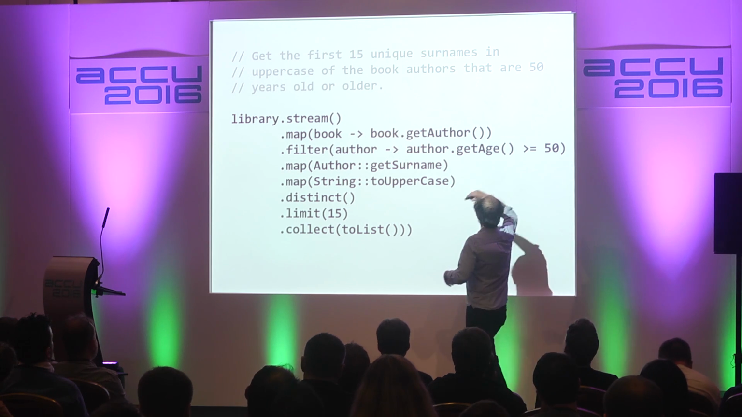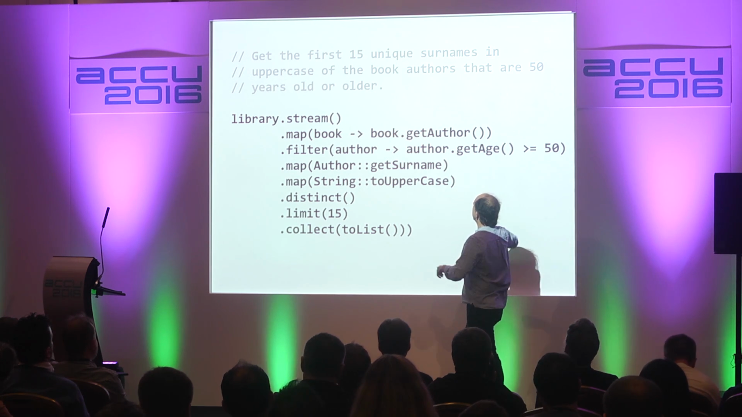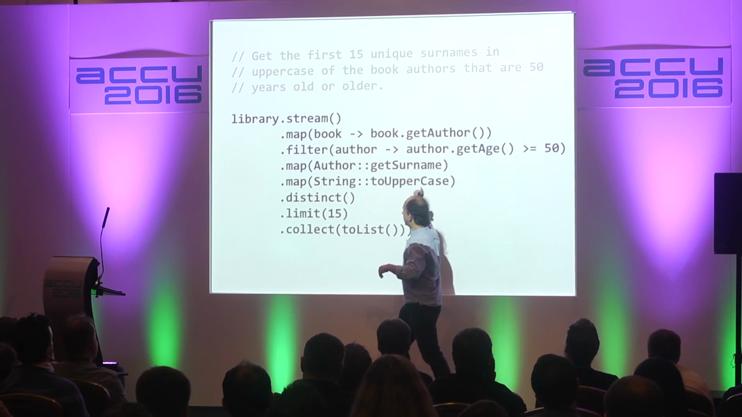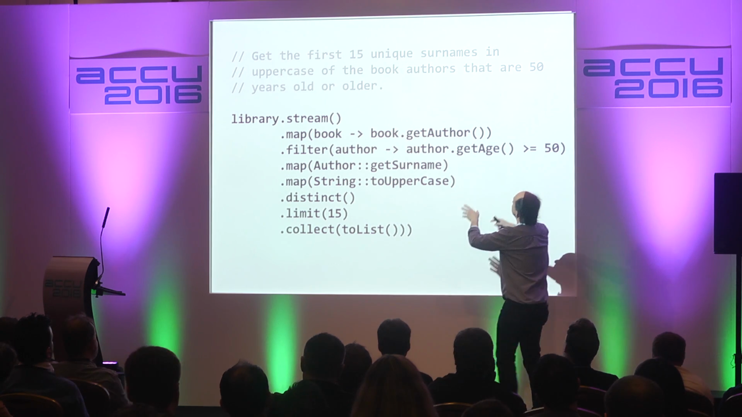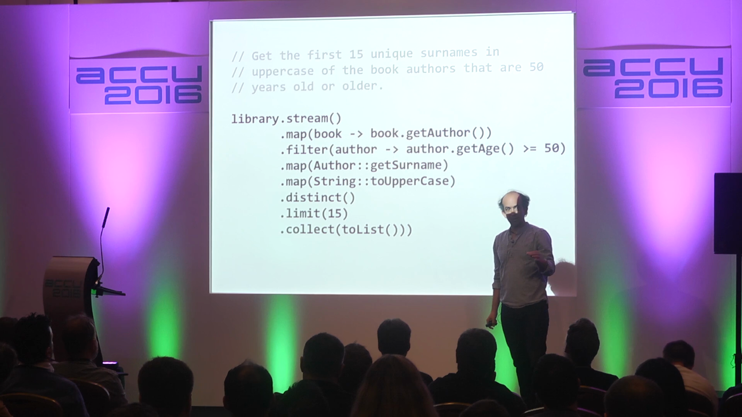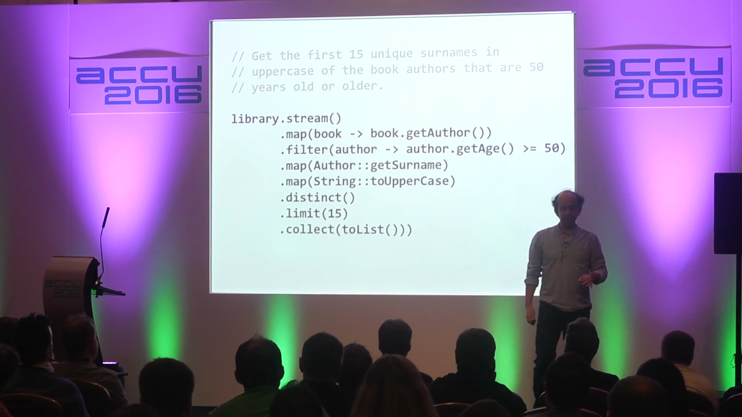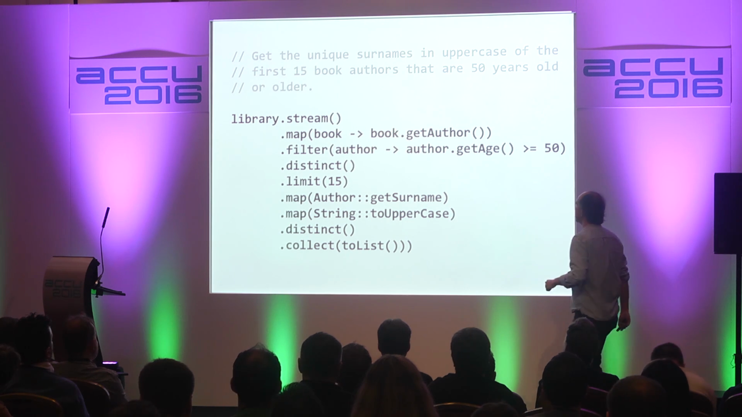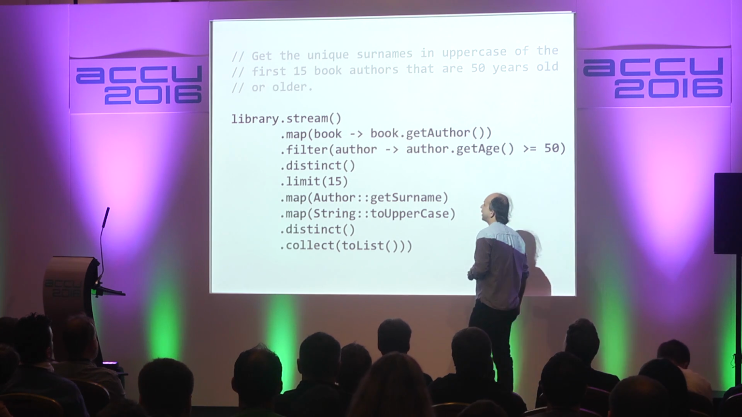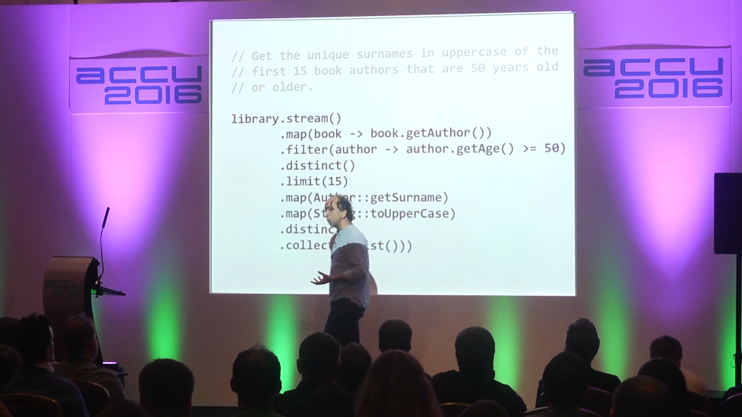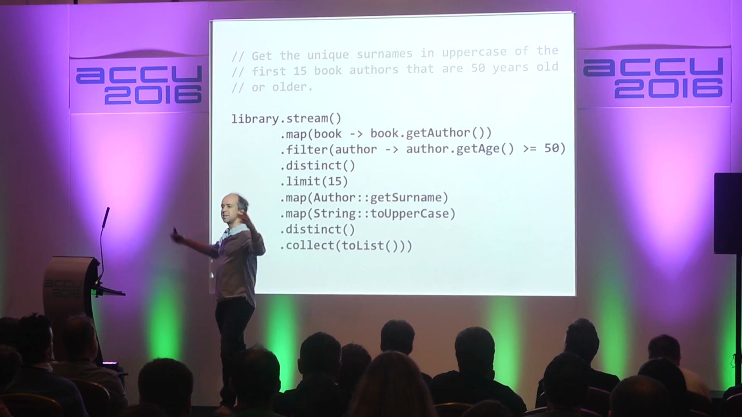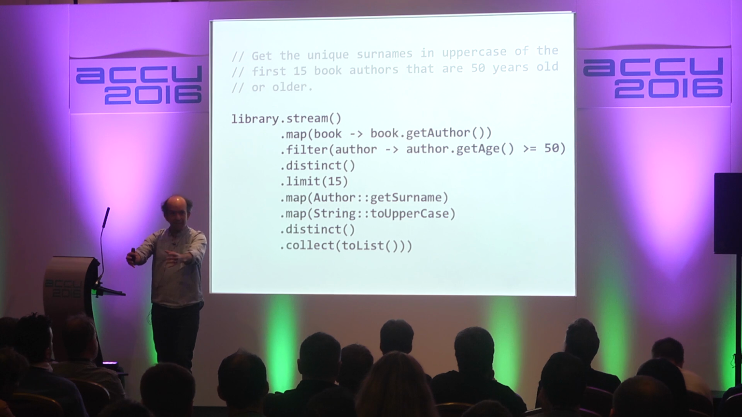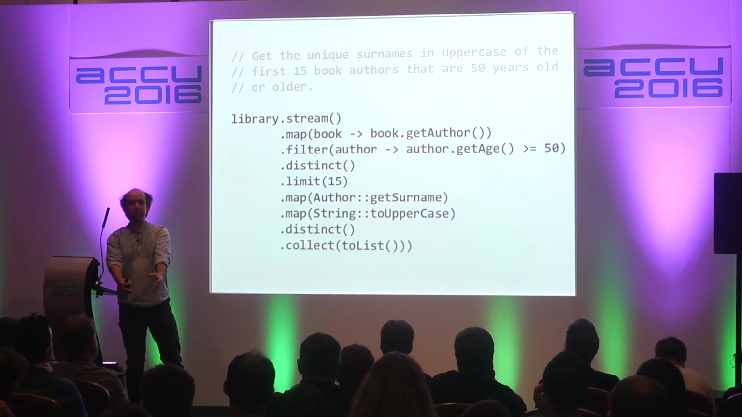Okay, I'm going to go and get the authors. I'm going to get all of the authors that are 50 or over, get the surnames, shift to uppercase, and then unique. No, what they've done here is they've got the first 15 unique surnames. That's actually different. The correct version is you need distinct twice. First of all, get all the authors who are in the right age range, and then get the unique authors. Now limit the set of unique authors you have to 15. Now start messing about with surnames and case.